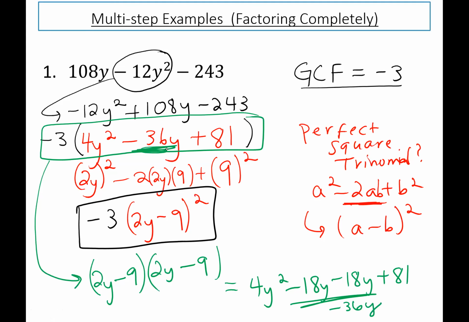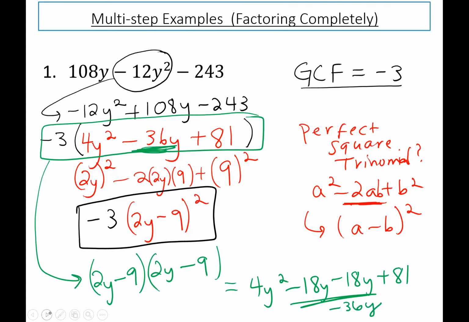So if that method is more familiar to you and what you'd rather use, that's fine. But if you can recognize that it's a perfect square trinomial, that's fine too. All right, so another way to write the answer, you could write -3 and then parentheses 2y minus 9, and then another parentheses 2y minus 9, rather than writing -3 and then parentheses 2y minus 9 squared. Either one of those is fine.